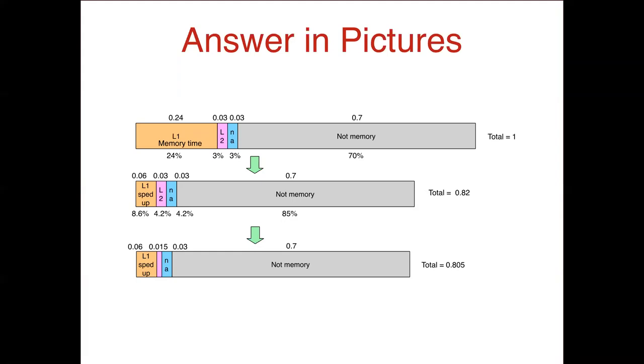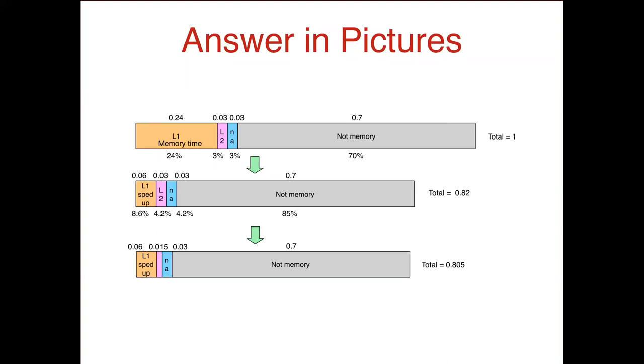Our original program, we have 70% is not memory, so we don't have to care about this. And then of the rest of the time, the 30% that's on memory, 24% of the total program is this L1 memory time. And then 0.03 and 0.03, so 3% for both L2, and neither optimization is going to apply.